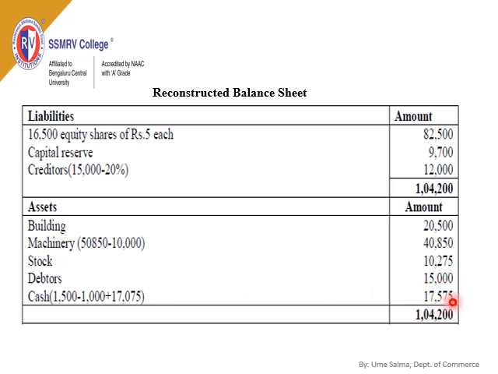17,575. So the total on the asset side, after ascertaining it and considering all the adjustments, is 1,04,200. So now our balance sheet liabilities and asset side have shown all the new figures after the adjustments and rearrangement have been made, and our reconstructed balance sheet is now ready.